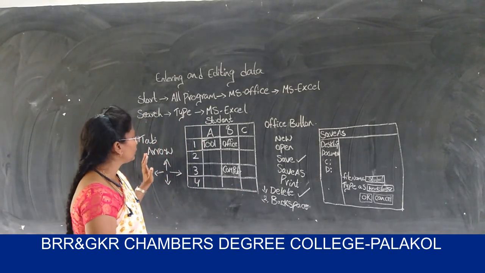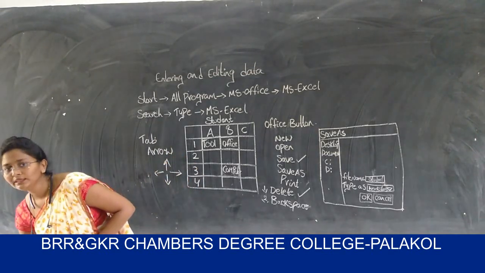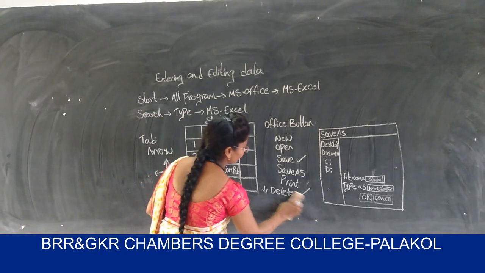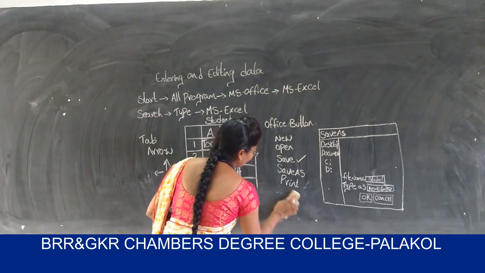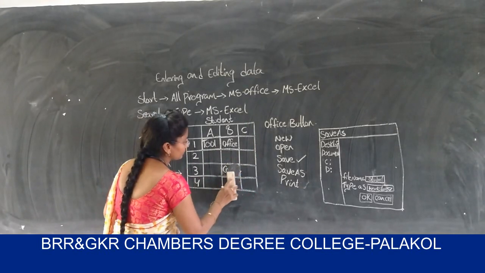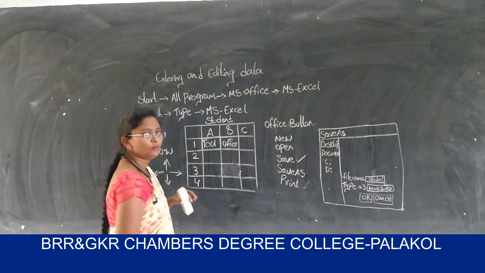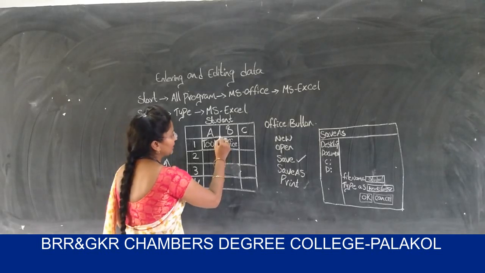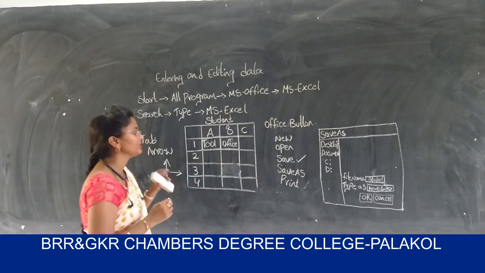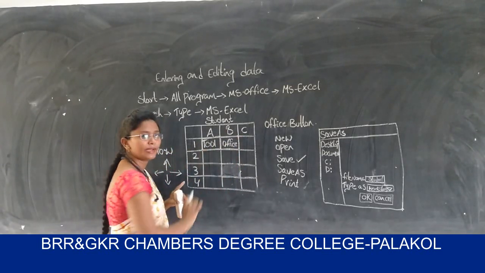And the next option is editing data. How can you edit the data? You can edit the data very easily. I am taking the word office in the B1 cell. I place the mouse pointer and click on this cell, so the B1 cell will be activated.